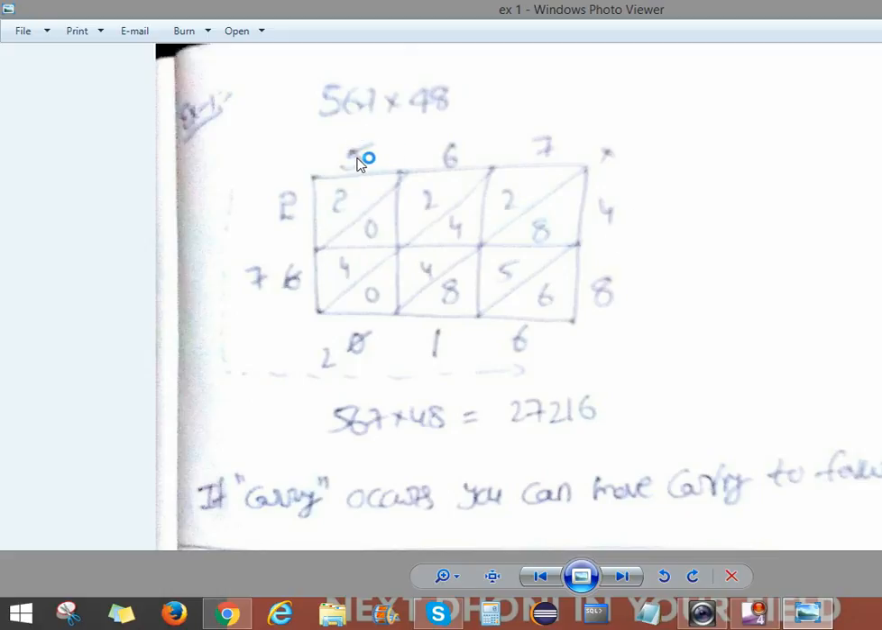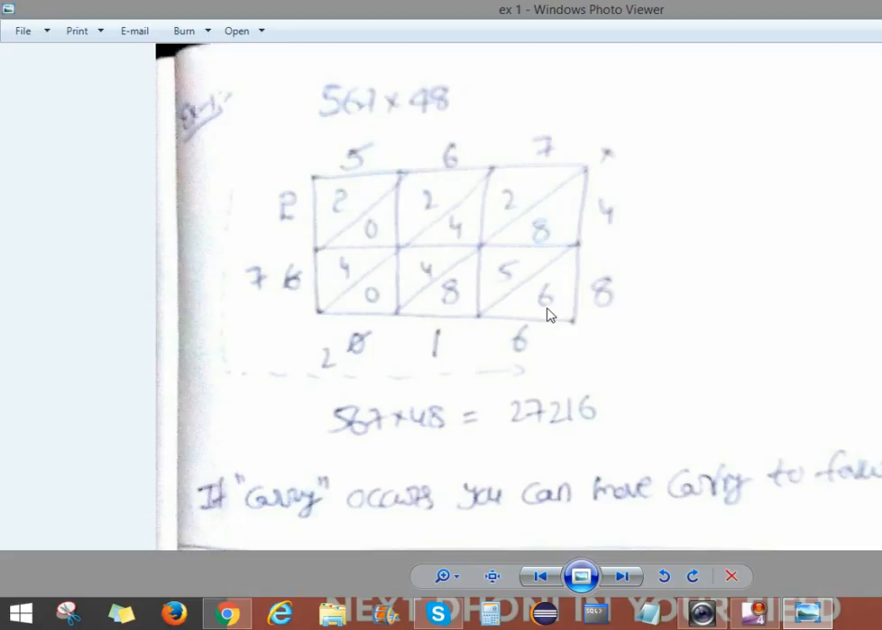And in similar fashion, 5 into 8 you can get 40, and 6 into 8 you can get 48, and 7 into 8 you can get 56. So I hope everyone understands this type of simple trick.